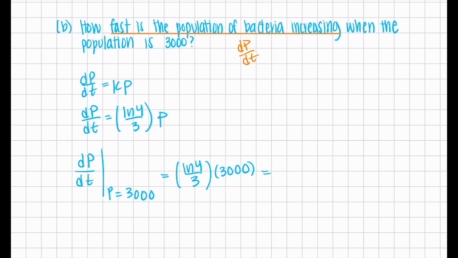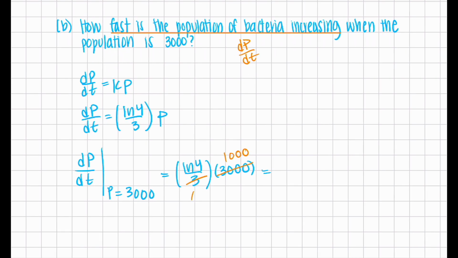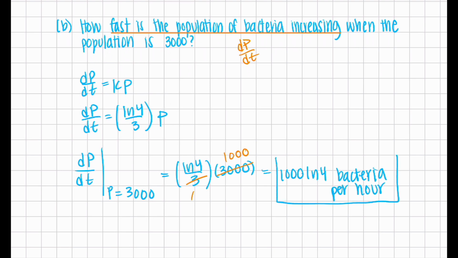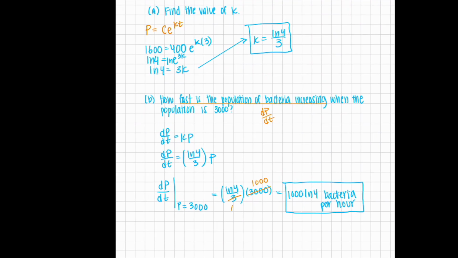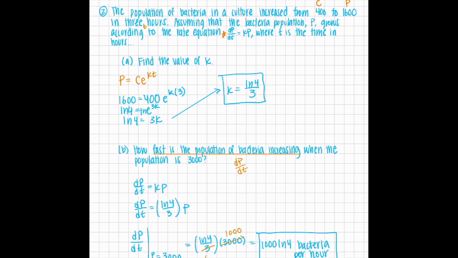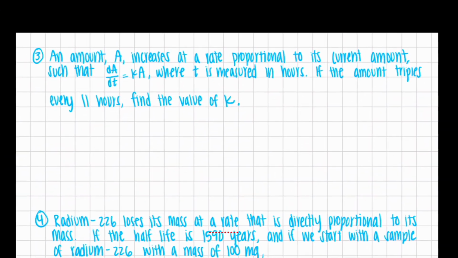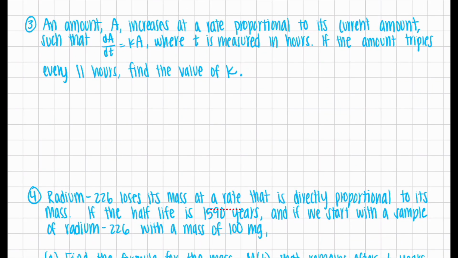And we can simplify. We get 1,000, divide each of those by 3. And we get 1,000 times the natural log of 4. And if we want to do units, we're going to say bacteria per hour. And that is our second example. We have a couple different types of problems.